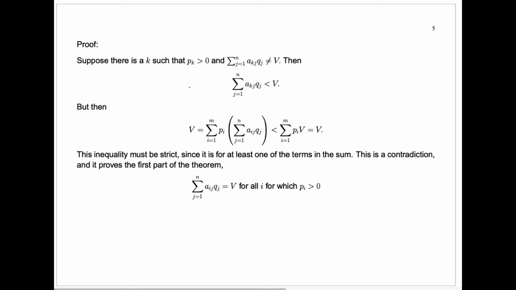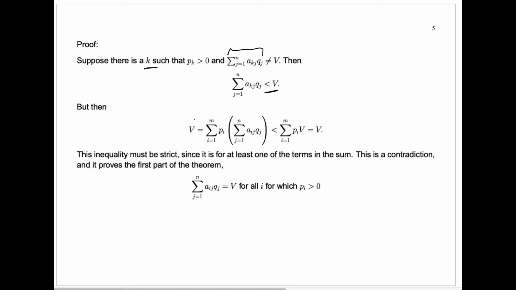Why? We just argue by contradiction. Suppose there's some number k, and we'll think of this as row k, such that pk is positive, but this expected return for player 2 playing player 2's optimal strategy is somehow not equal to v. And since this expected return will always be less than or equal to v, that's one of the characteristics of an optimal strategy for player 2, if it's not equal to v, it has to be strictly less than v.